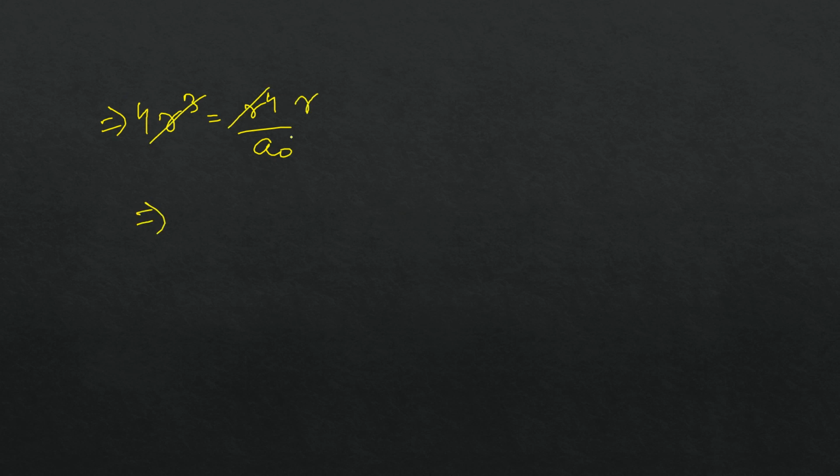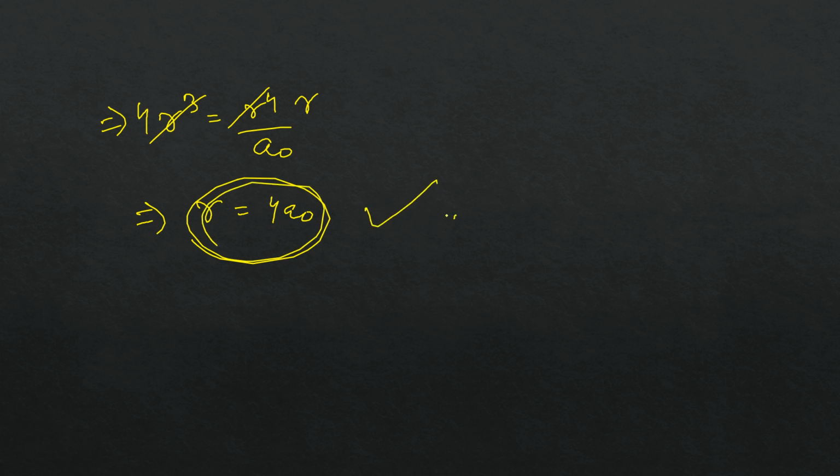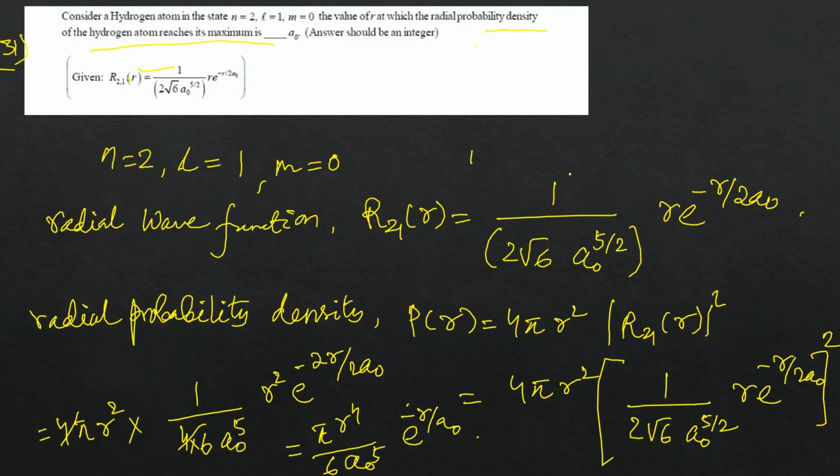So r is equal to what? 4a0. Okay, so this is the answer. What was the question? The question was the maximum value of r dash a0. So in place of dash you will write 4.